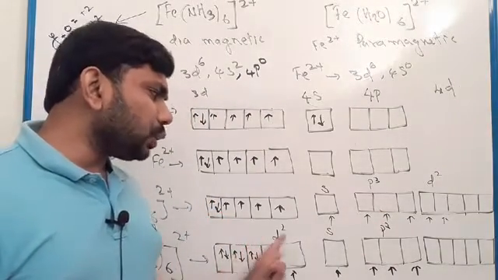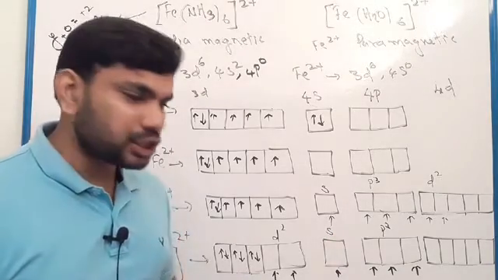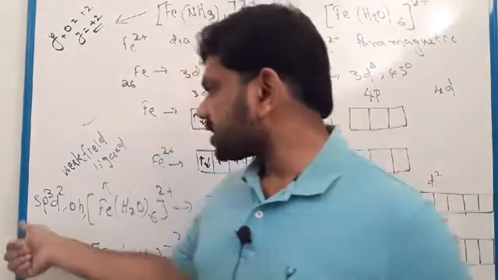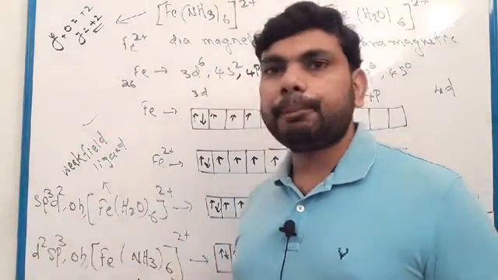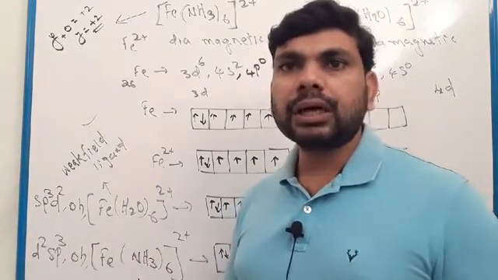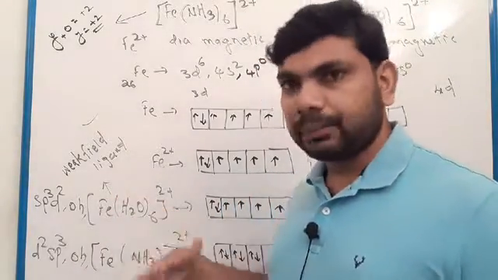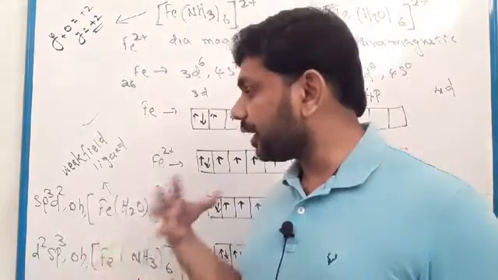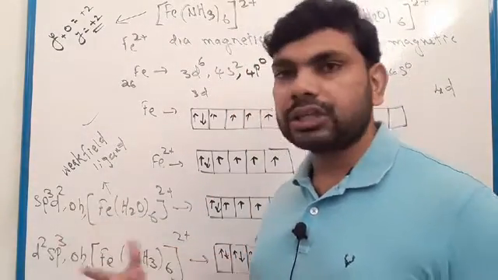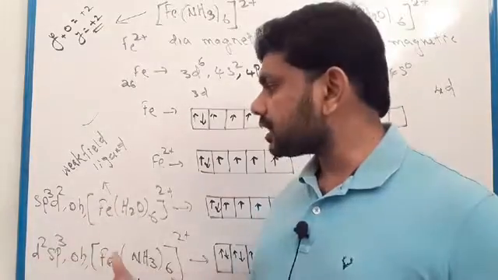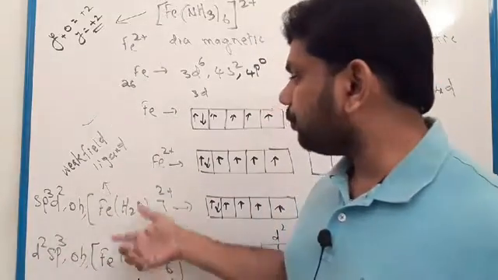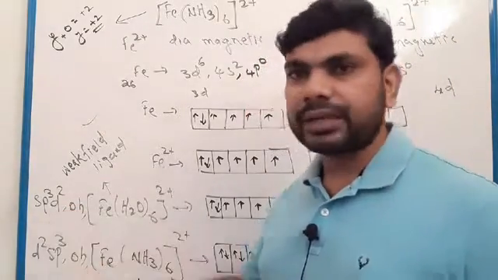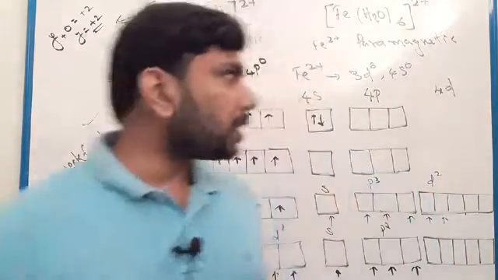So you can say d2sp3. What type of hybridization is this? We know sp3d2 and d2sp3 both are octahedral. So you can find the hybridization, and you can find the structure of the coordination compound, octahedral or tetrahedral, this way. If you know which one is a strong field ligand and which one is a weak field ligand, based on this you can find it. Clear?